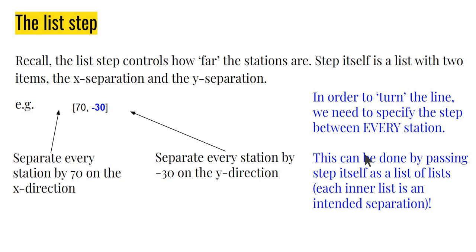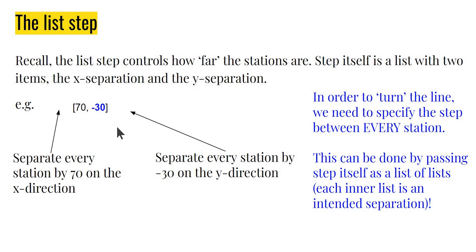Remember, we already have a function which draws this line for us, and there is an input in that function called step, which is a list itself, and it has two values, x separation and y separation. So, for example, we are giving 70 and minus 30. We are telling it to put every station at a separation of 70 from the previous one in the x direction, and a separation of minus 30 from the other station in the y direction. Now, the point is that this list is applied to every station, which is why every station ends up being at a uniform separation.